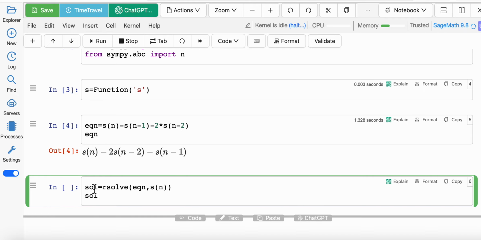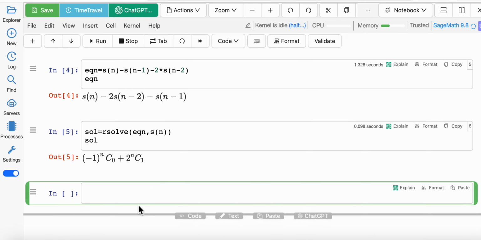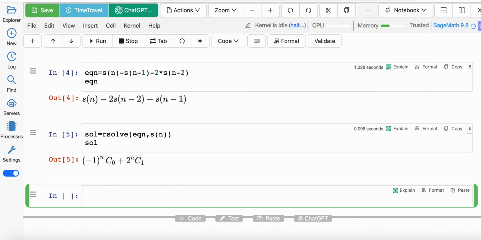And so we put solve. In sol is going to be the solution, and so I run it, and here is the solution. See, the solution is in terms of the constants, right? Because we didn't give the initial conditions yet. So let's give the initial conditions now.